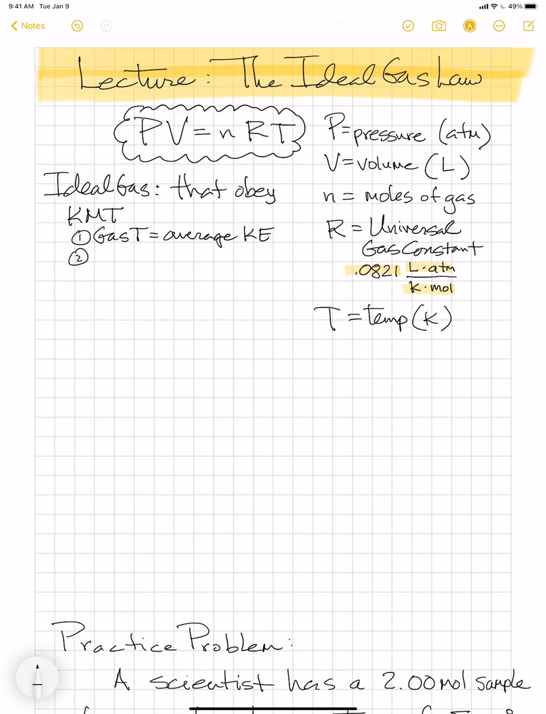Remember that in a gas, all collisions are elastic. You remember that? Okay. And remember, we say that gas molecules are so far apart, they don't interact. They don't affect each other.